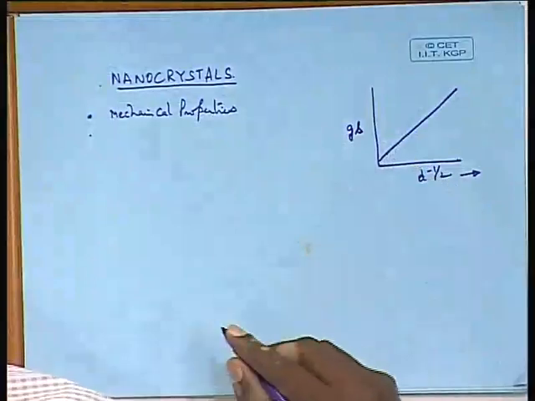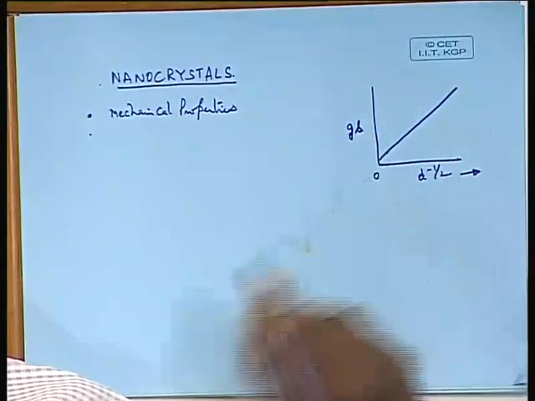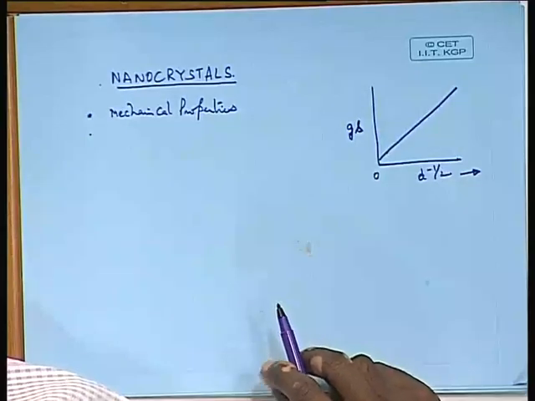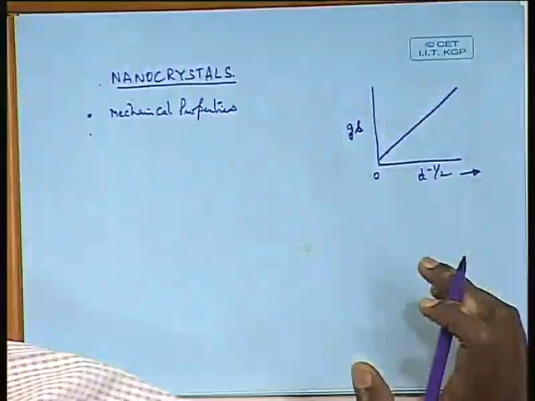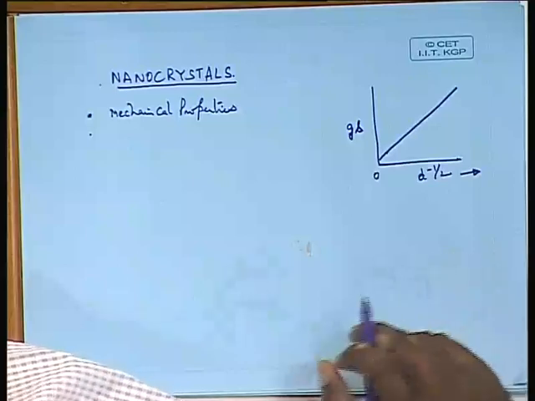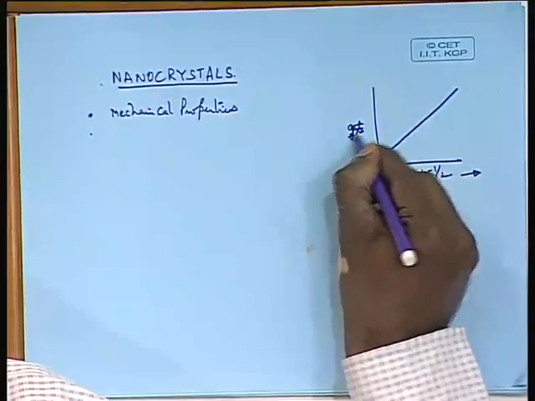So, if you extrapolate this to 0 d to the power minus half, what does it basically mean? What kind of a material is it? It's a single crystal. Yes. When d to the power minus half is 0, you have the largest crystal possible, which is a single crystal.